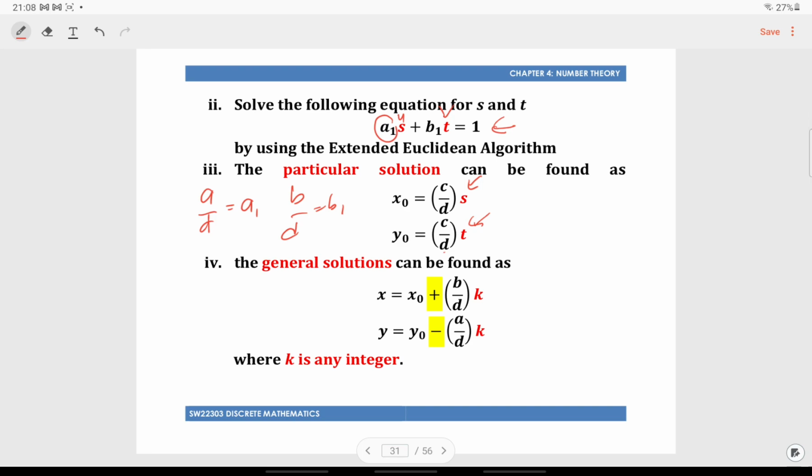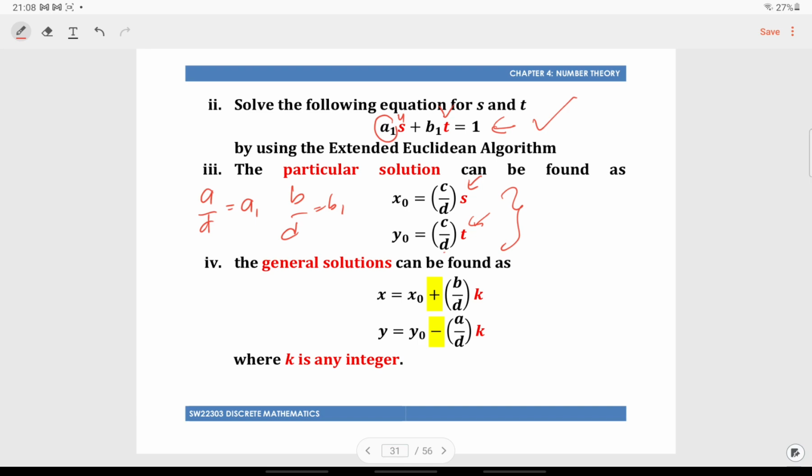So the key point here is the extended Euclidean algorithm. If you understand the extended Euclidean algorithm, then you won't have any problem obtaining S and T. Once you obtain S and T, you can solve these equations to obtain the particular solutions X naught and Y naught. So we finish with the particular solution. Now we move to the general solution.